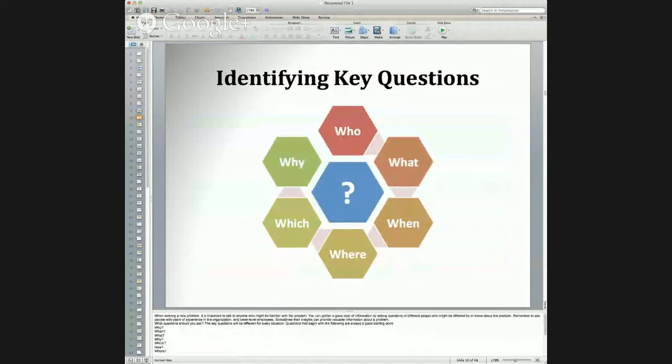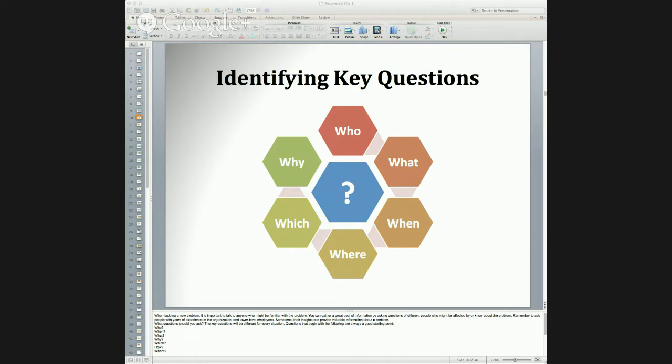Moving into the next point, identifying key questions. When tackling a new problem, it is important to talk to anyone who might be familiar with the problem. You can gather a great deal of information by asking questions of different people who might be affected by or know about the problem. Remember to ask people with years of experience in the organization, and the lower level employees. Sometimes their insights can provide valuable information about a problem. What other questions should you ask? The key questions will be different for every situation.